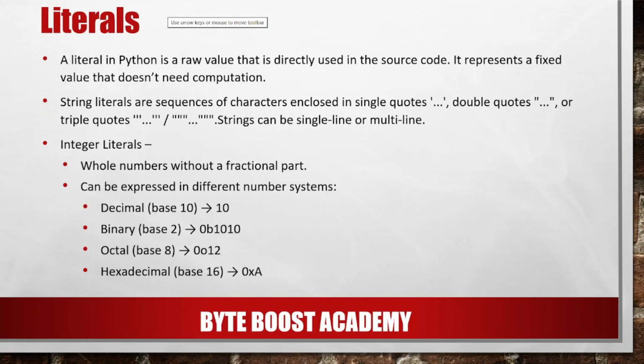There are integer literals. Decimal is base 10, binary is base 2. When we're writing binary, we need to ensure 0B at the start of the binary digits. In octal, we need to write 0O. In hexadecimal, we write 0x. Please remember these prefixes: 0B for binary, 0O for octal, and 0x for hexadecimal.